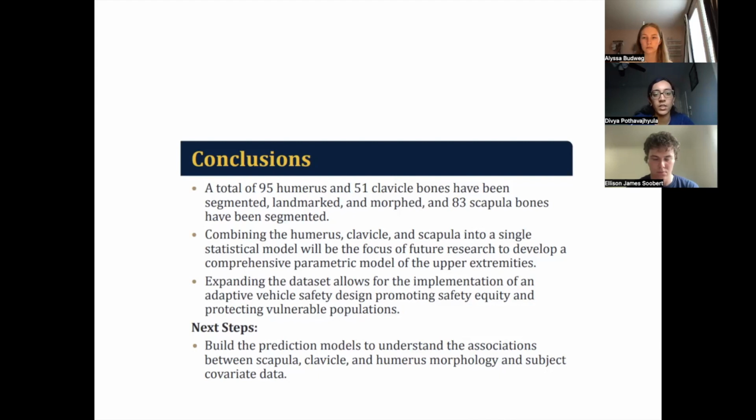With the advancement of self-driving vehicles, upper extremity-related injuries may become more prevalent with alterations in driver behavior and position. Understanding how the upper extremity bones vary in populations will help develop adaptive safety systems protecting all passengers. While it may be tough to do so, it is not impossible.